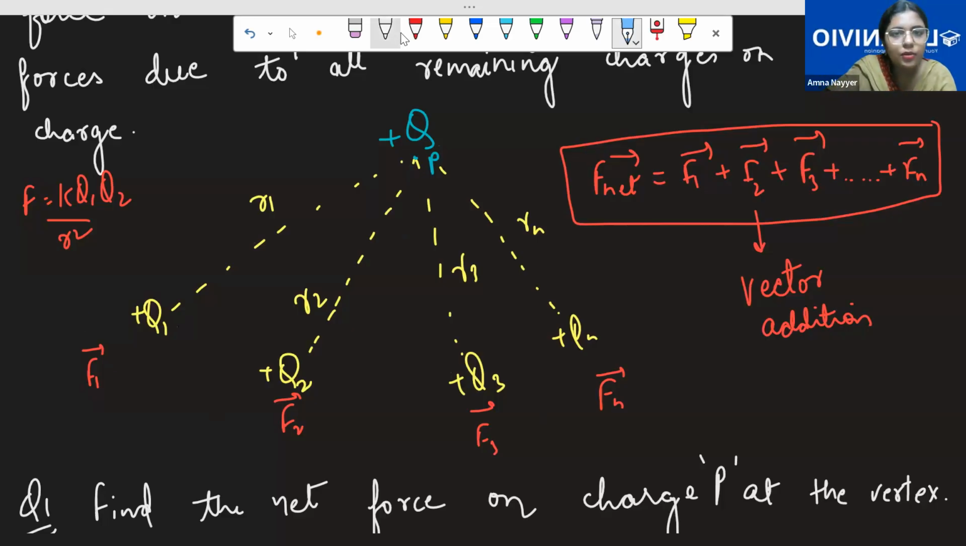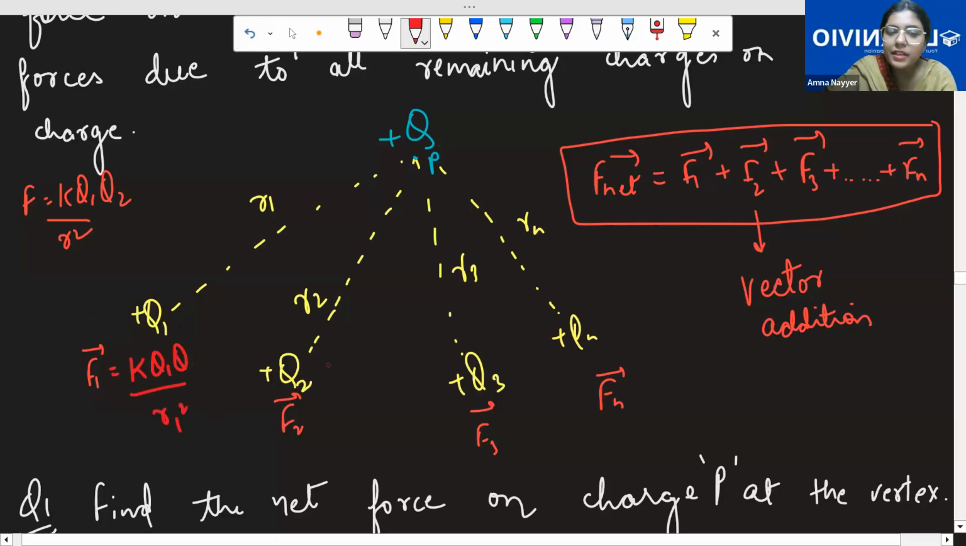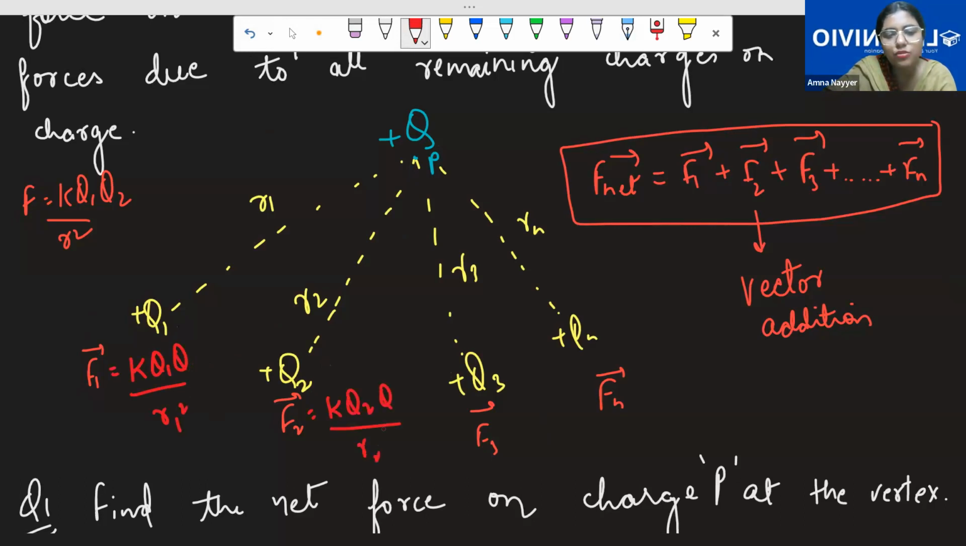So when we calculate the force F1, F1 will be equal to K Q1 into Q, this capital Q, divided by R1 square. Similarly, for the second force, I'll calculate K Q2 into Q divided by R2 square. Similarly, for the third force, I'll calculate the fourth force and whatever other charges. What's your first step? Use Coulomb's law individually for all the charges. Once you have F1, F2, F3, now these are your vectors. You just add them vectorially. Vectors you've already studied. F net will be F1, F2, F3, F4, the sum of all of them.